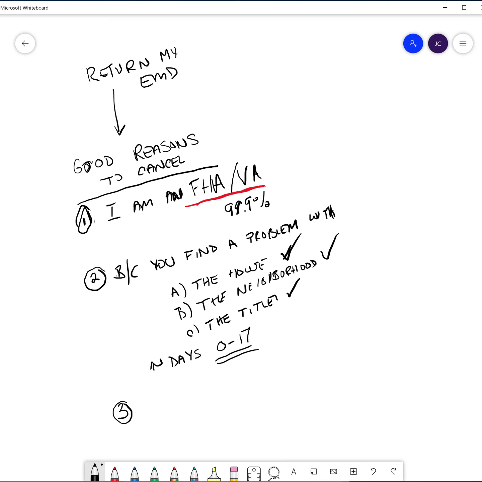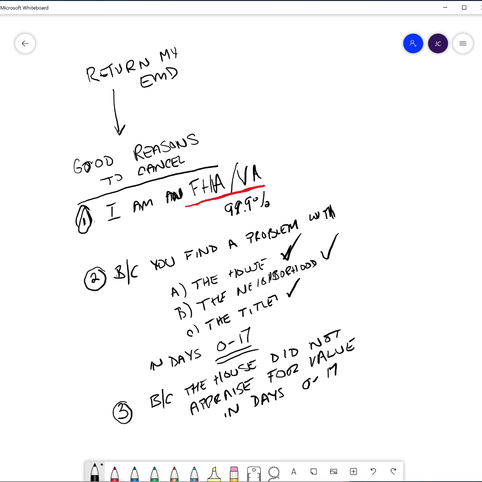Third reason to cancel, because the house did not appraise for value, in days 0 through 17. During the first 17 days, the standard purchase agreement includes a 17-day period in which the buyer can get appraisals. During that 17-day period, if the appraisal comes in and the appraiser says this house is not worth what you're paying, you can back out of the contract and get back your EMD. You get your money back.